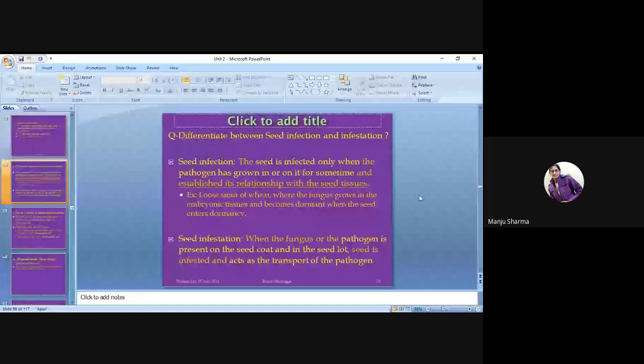So firstly, let's come to the difference between seed infection and so first is seed infection. Seed infection for some time and established its relationship with the seed tissues.